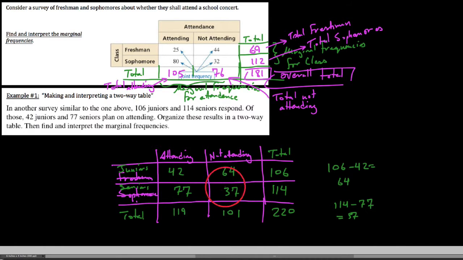We have all of our joint frequencies in the middle. So in terms of interpreting these, we would just say total juniors. I'm going to abbreviate this time. We say this is the total seniors. And then we have the total attending. And then we have the total not attending.